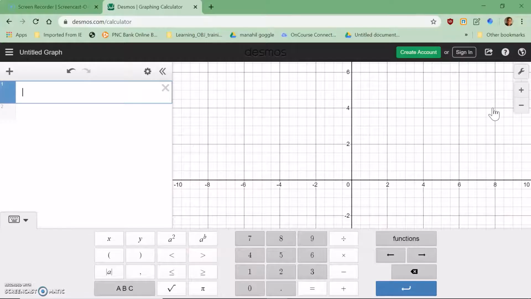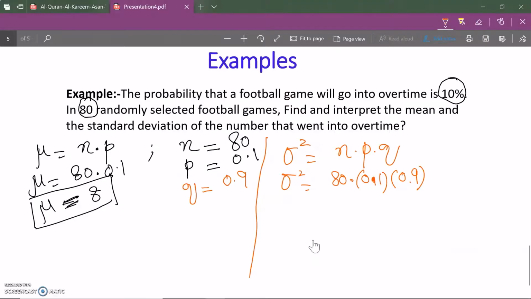Here we have a desktop and online calculator. You can use it very easily. So we have 80 multiplied by 0.1 multiplied by 0.9. It turns out to be 7.2. So our answer for the variance comes out to be 7.2.